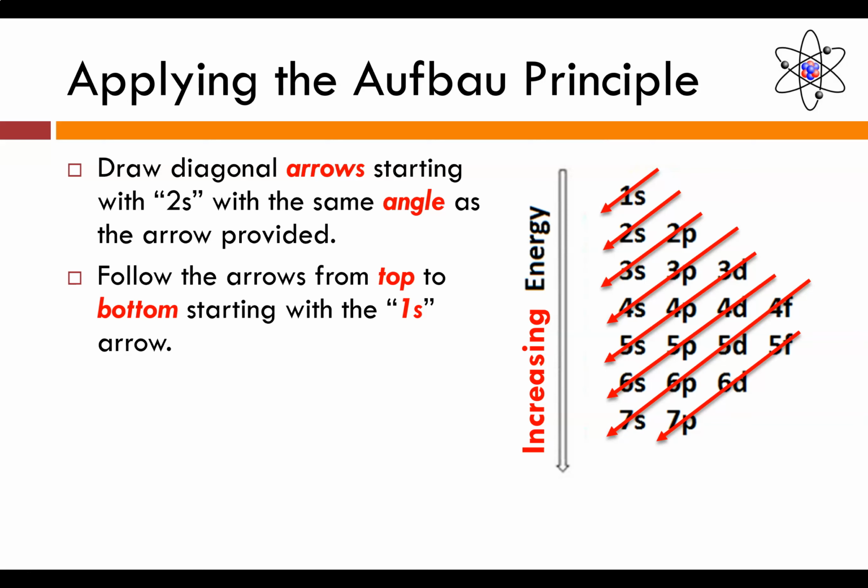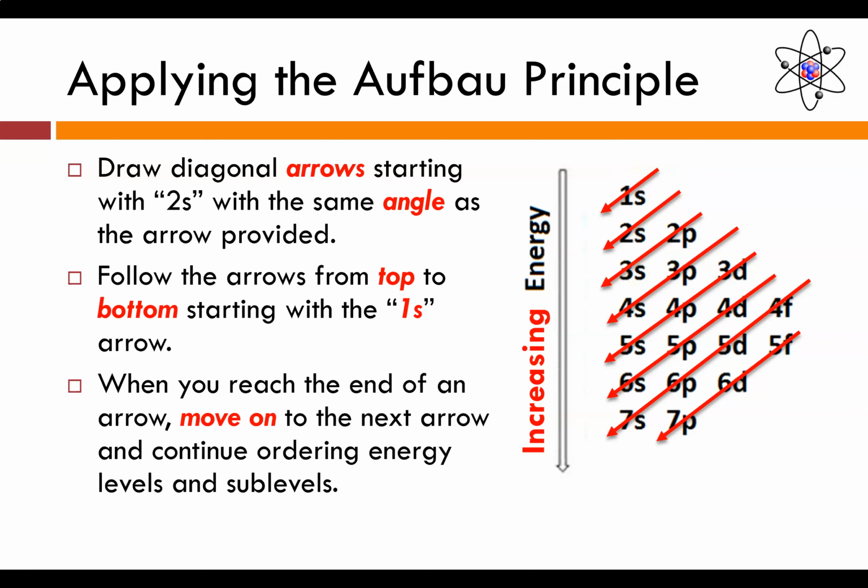So if we follow the arrows from the top to the bottom, starting with the 1s, that's going to line up our first energy level and sublevel to be filled, and we just go from there. When we reach the end of an arrow, you just move on to the next one. I'll try to write neatly, but I'll show you what I mean. So according to this filling chart in the Aufbau Principle, we'll start with our lowest energy levels and sublevels, and we'll make our way to the highest energy levels and sublevels. So we'll just start with that 1s.